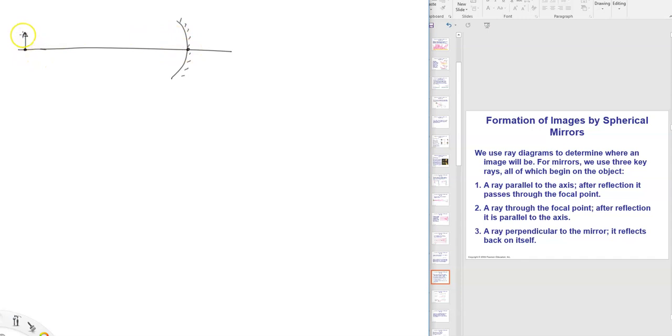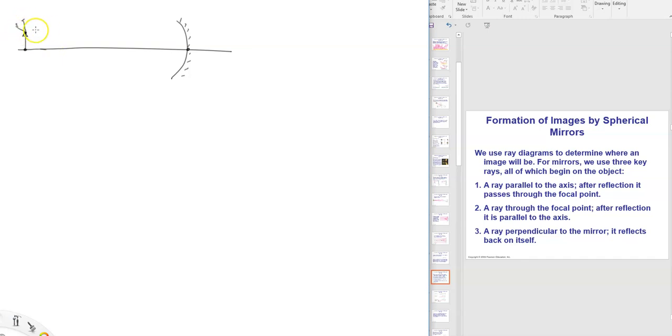So this object is emitting light in all directions. It's emitting means it's reflecting. Let's say that there's light coming from this object. So from the top, from the bottom, throughout the body, light is emitting. Let's just focus on light comes from the top of this arrow, right? So that also goes in any direction.